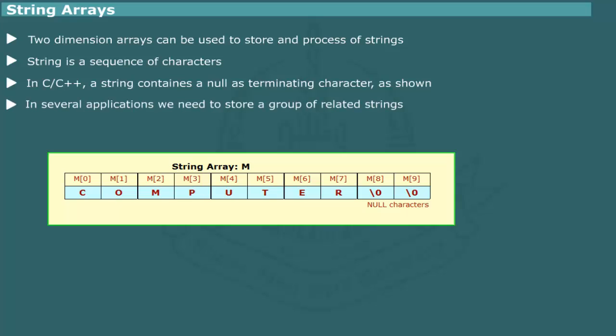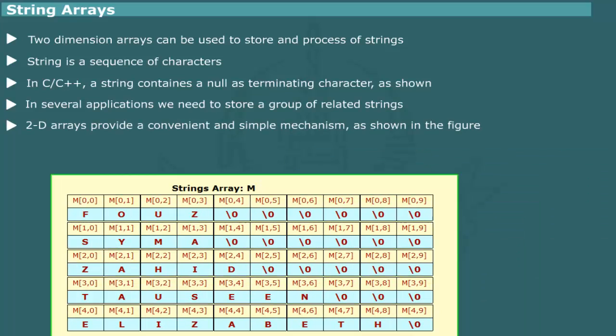In several applications, such as text processing, we need to store a group of related strings. These could be, for example, words in a text block or names of employees. Two-dimensional arrays provide a convenient and simple mechanism to store a set of strings. Figure shows a two-dimensional array which contains the names. This representation has the advantage that, apart from having access to the strings, we can also access individual characters in each string.